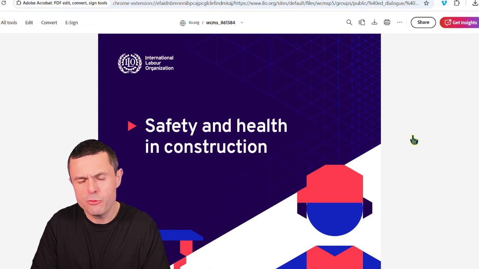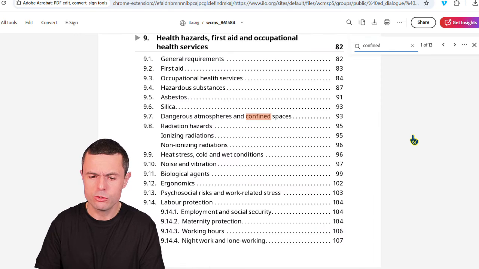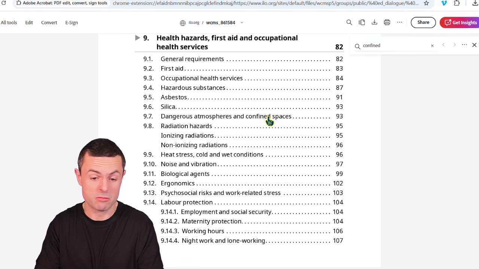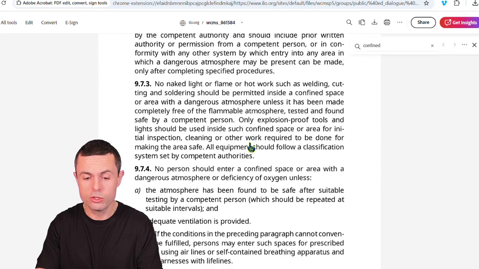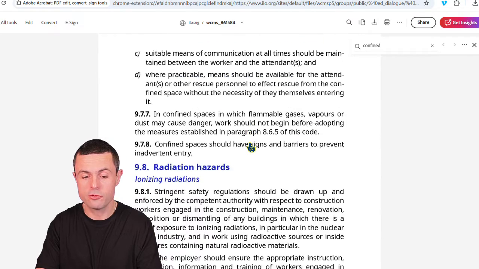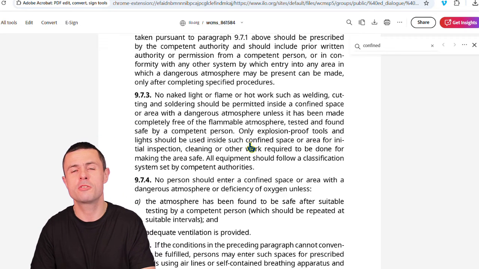If you work specifically in construction, the ILO Code of Practice for Construction is also useful. There's a whole section on it here, about 2 pages worth by the looks of it. So let's have a look at that. Page 93, lots and lots of stuff there. All very specific, all very useful for you to use.